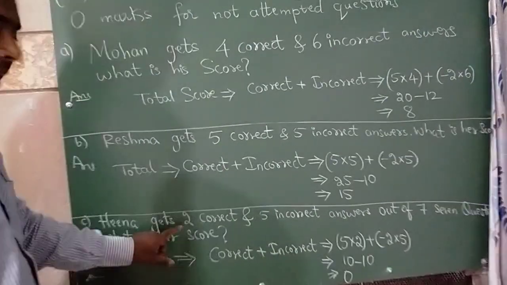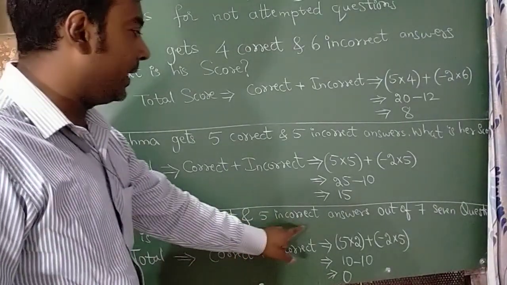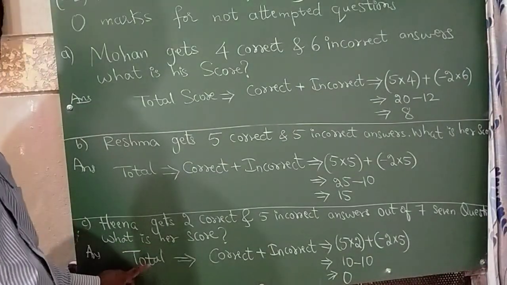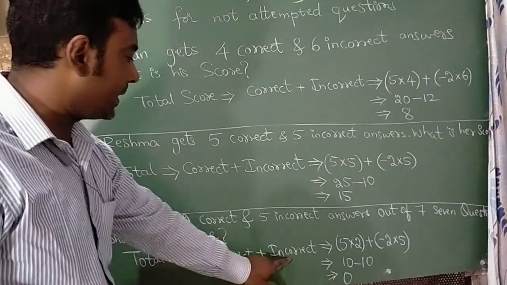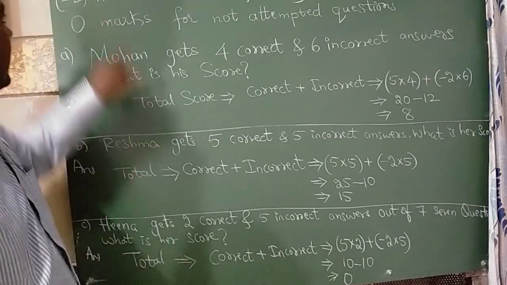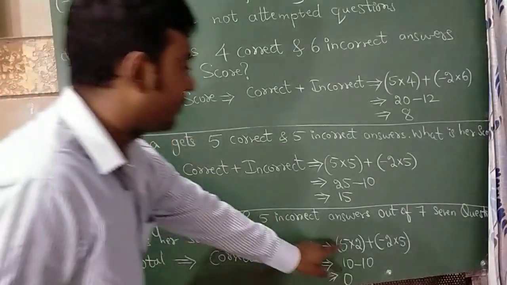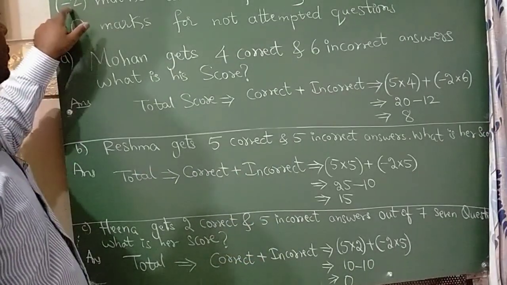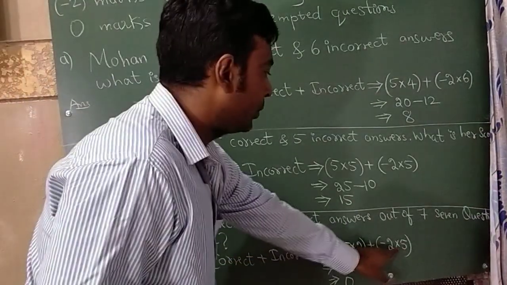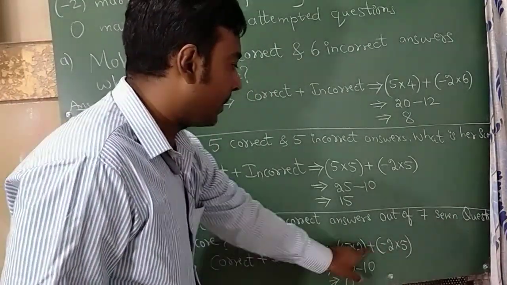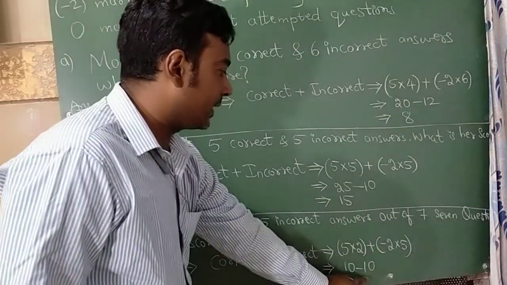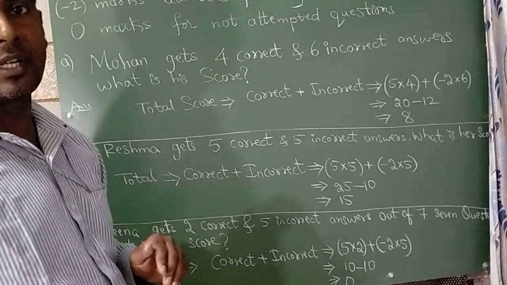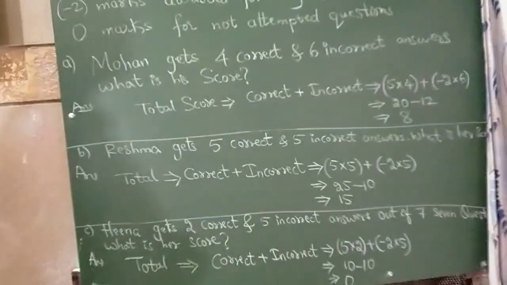Now Hina gets 2 correct and 5 incorrect answers out of 7 questions. What is her total score? So total means what I have told, correct plus incorrect. Correct is 2. Here 5 marks are awarded. So 5 into 2 plus 5 is incorrect, but minus 2 marks is awarded. So minus 2 into 5. 5 2s are 10, plus into minus is minus, 2 5s are 10. So 10 minus 10 is 0. This completes your 7th question. Let us move on to the next question.